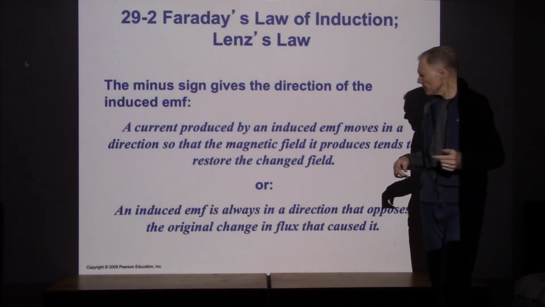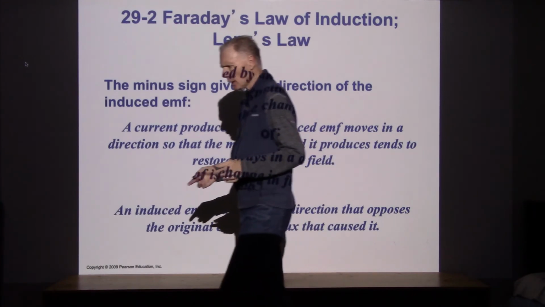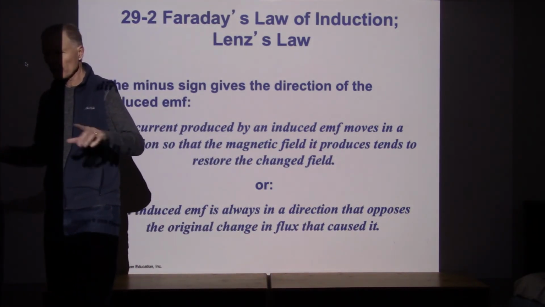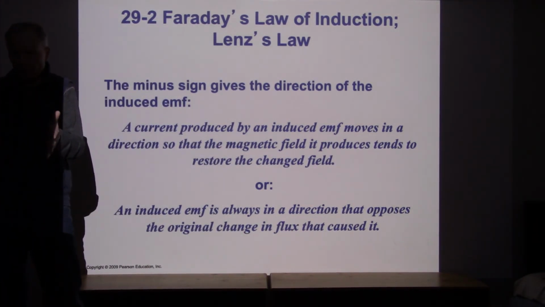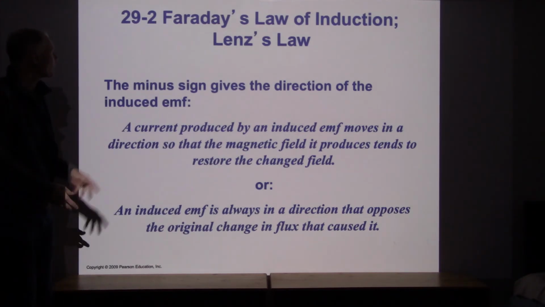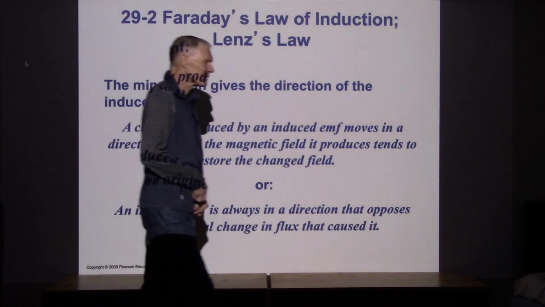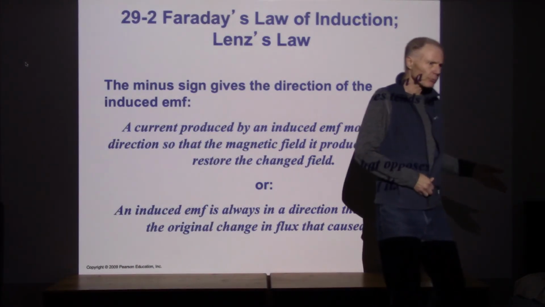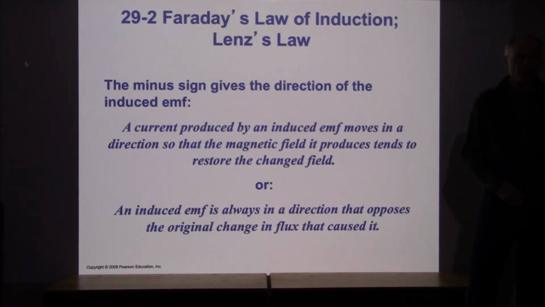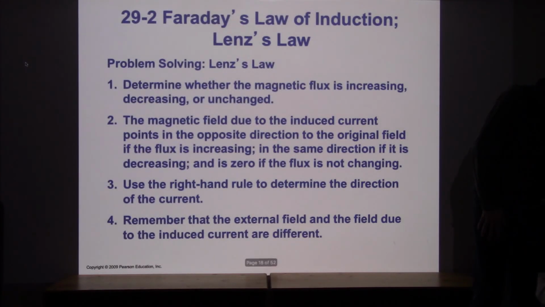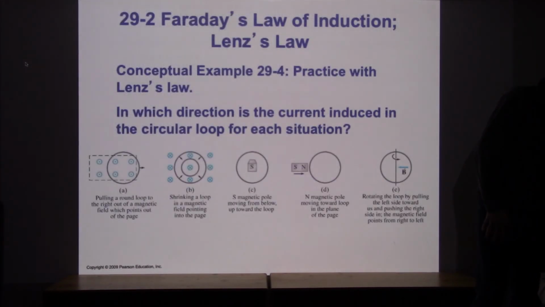As far as keeping track of directions, I'm going to depart and provide a different approach. The textbook uses what's called Lenz's law, which says that the EMF will generate a current in the direction that opposes the changing magnetic flux. So here are the rules. You can read through those, and you can see those also in the textbook. Here are a couple of examples.